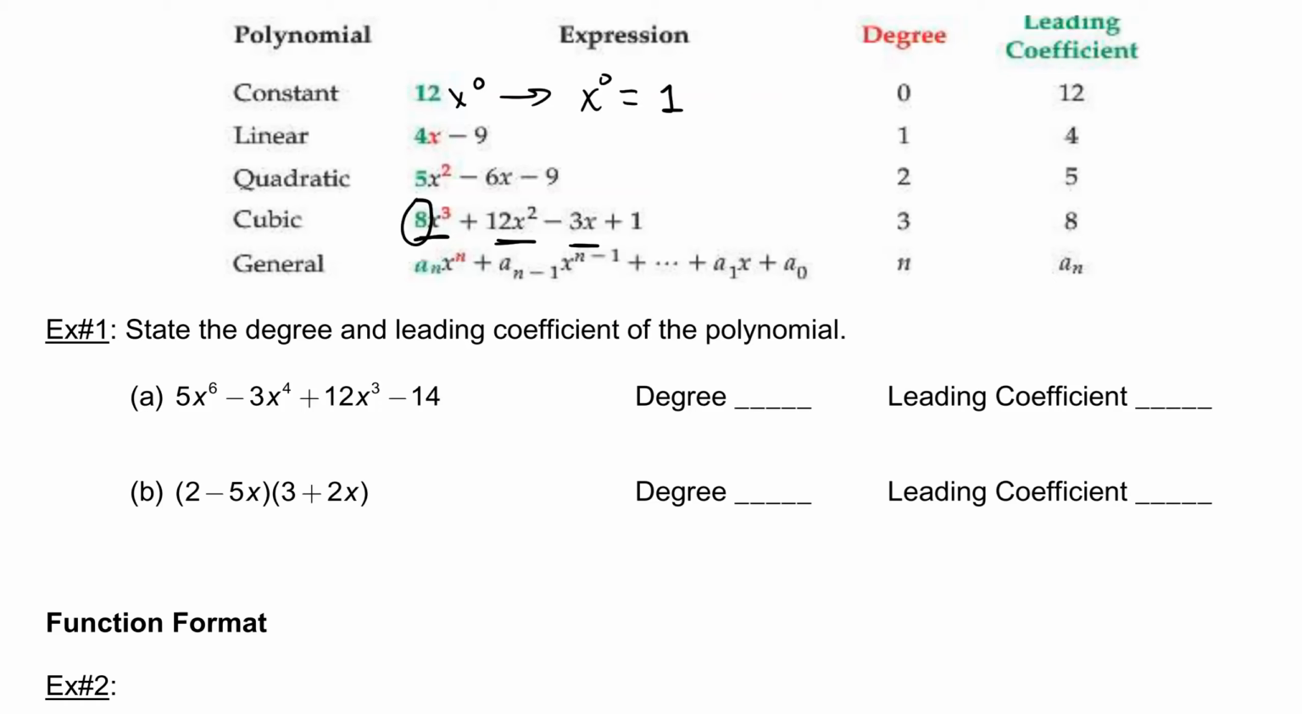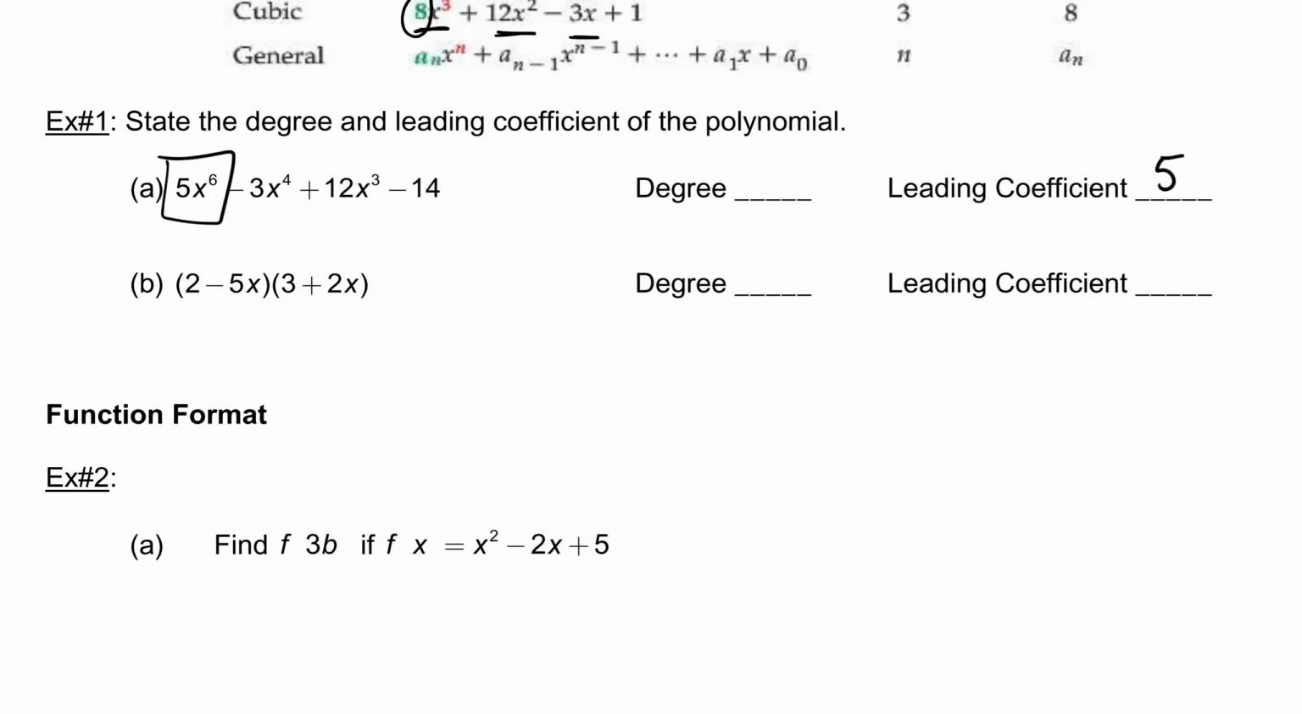State the degree and leading coefficient of the polynomial. First, what is my leading term? Do you know the leading term? Which one is it? 5x to the 6th power. So the leading coefficient is going to be 5. Felix, what is the degree of this polynomial here in A? 6. Exactly.